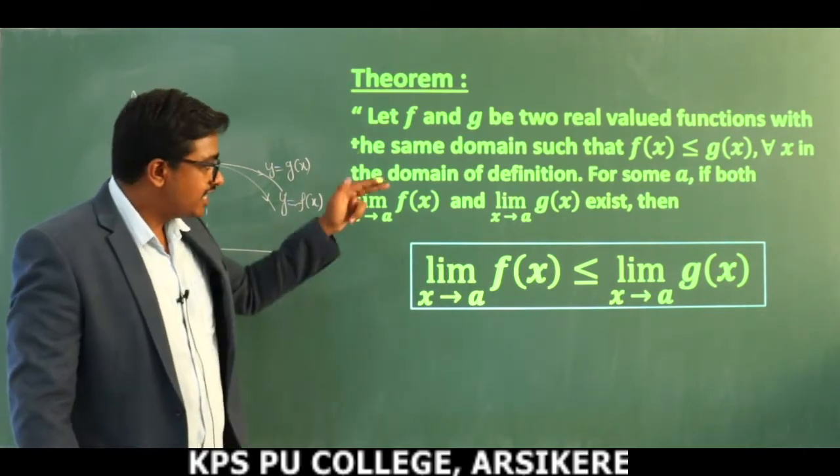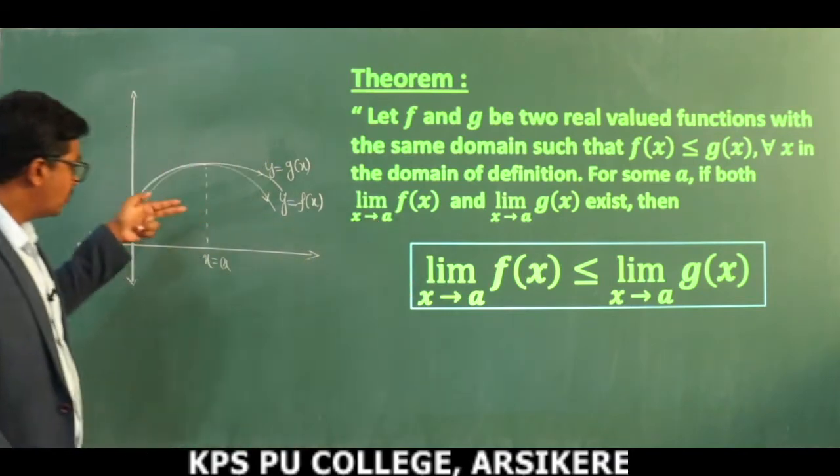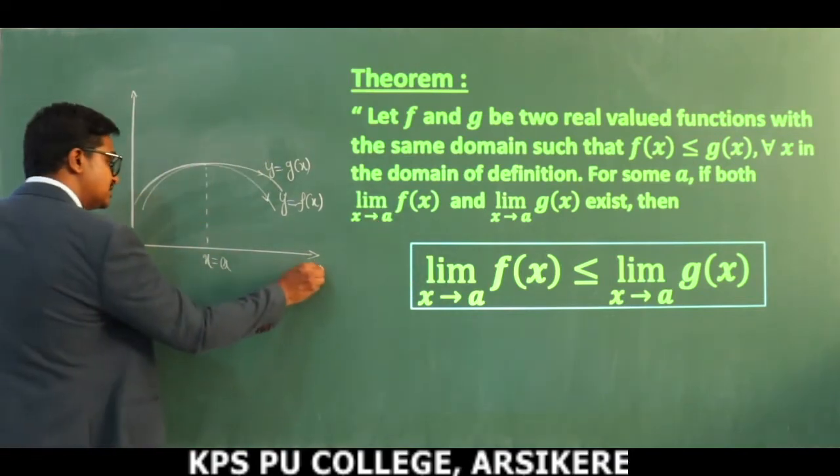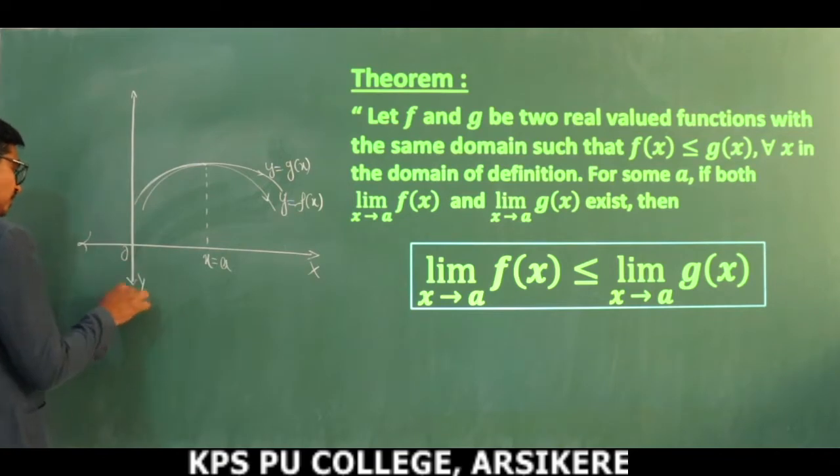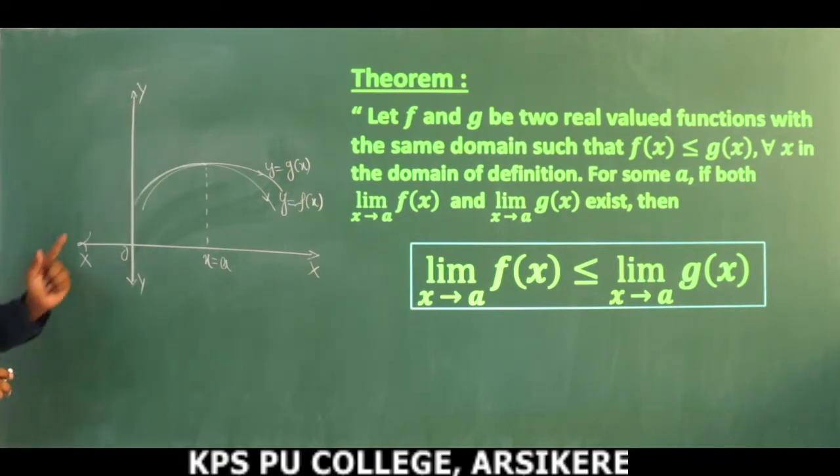Understood, children? Write the statement, write the result, then go with the diagram. This is the x axis, 0, this will be x, this is the y axis. Take a pause and note down all the things I have displayed here.